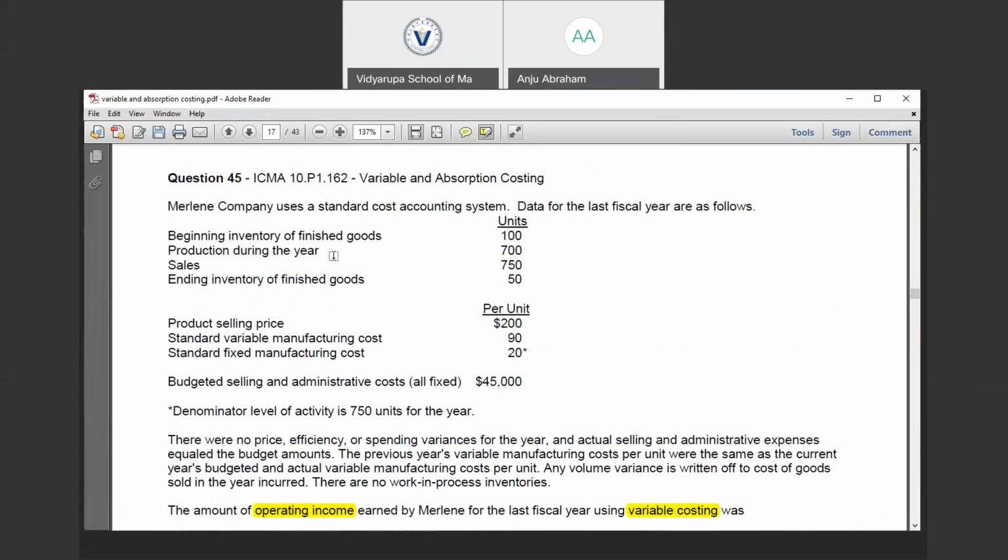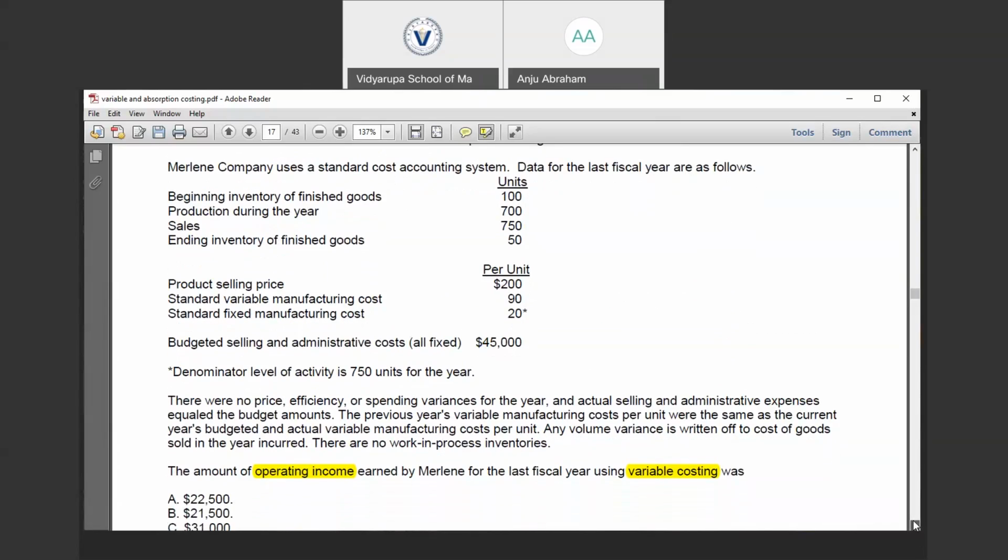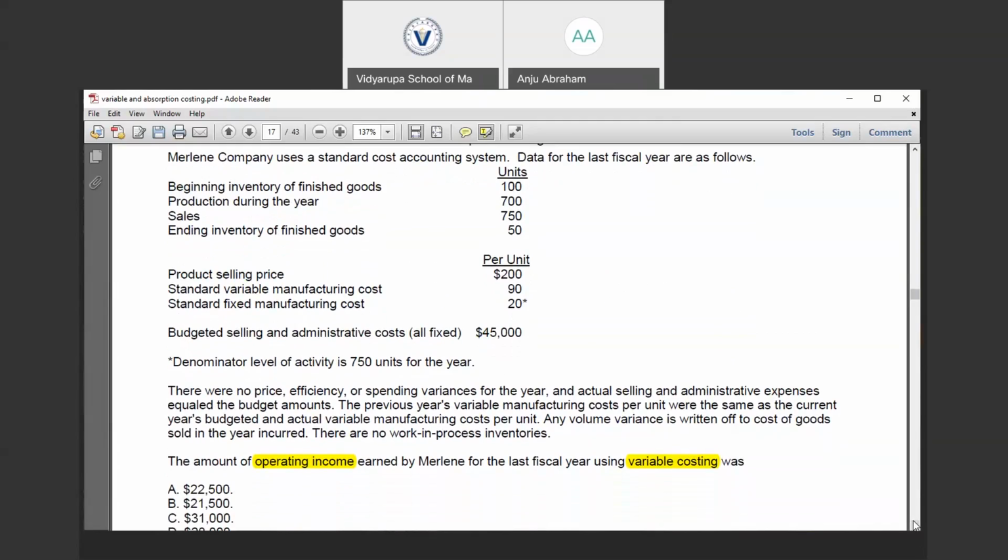Merlin Company uses a standard cost accounting system. Data for the last fiscal year is as follows. Beginning inventory, production, sales and ending inventory are provided to us. Product selling price, standard variable manufacturing cost and standard fixed manufacturing cost are provided to us. Budgeted selling and administrative costs, both fixed, are provided to us. And the denominator level of activity is 750 units for the year. Denominator level of activity means the budgeted level of activity is going to be 750 units for the year.